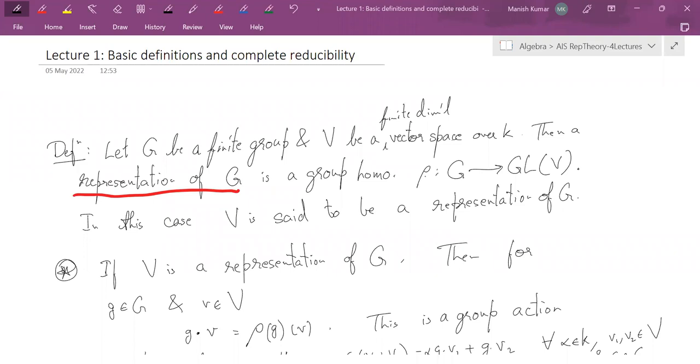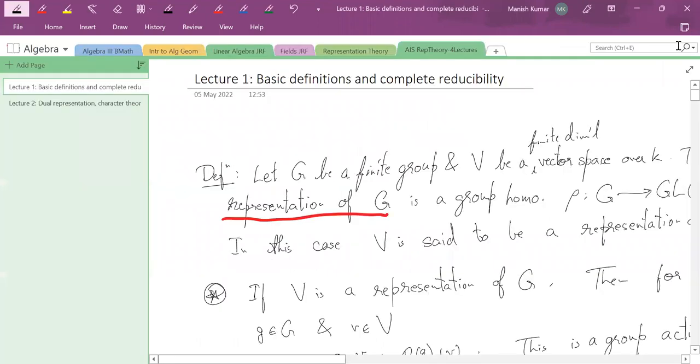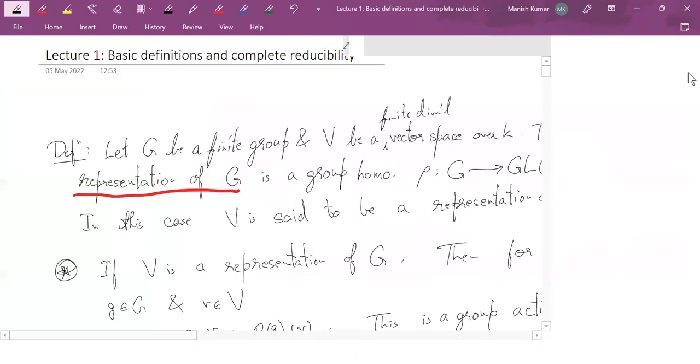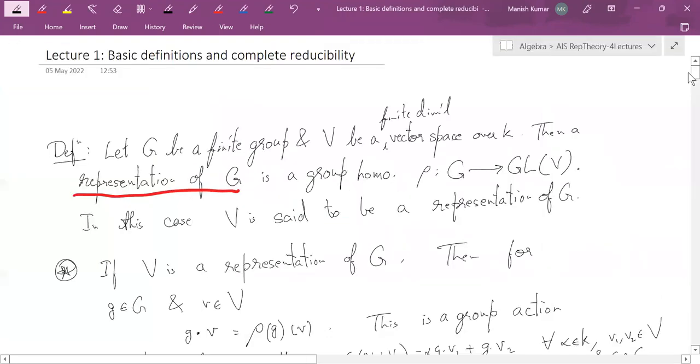So I don't know how this covers part of the screen. I don't know how to get rid of this. Maybe this is how. Yeah. So can you all see the screen shared? Yes, sir. Yeah, okay, good.